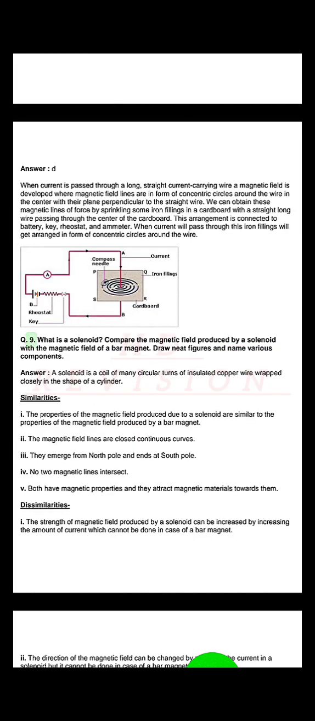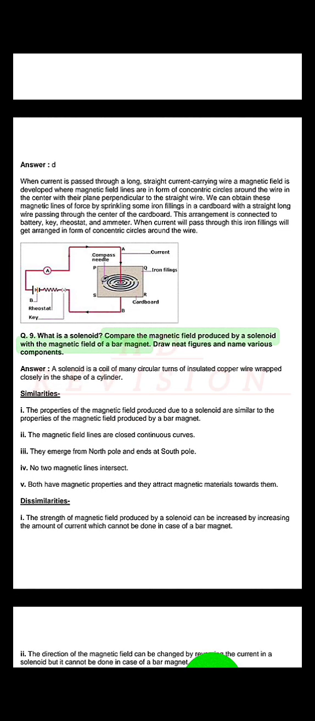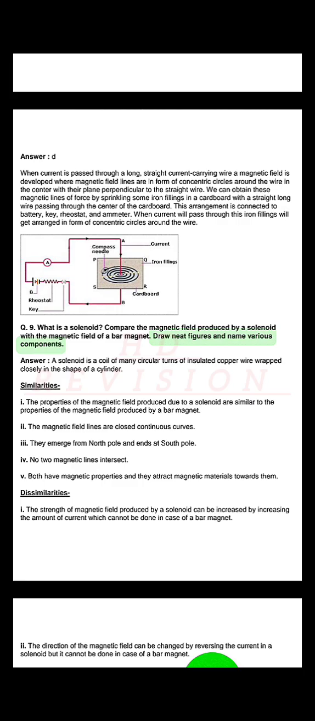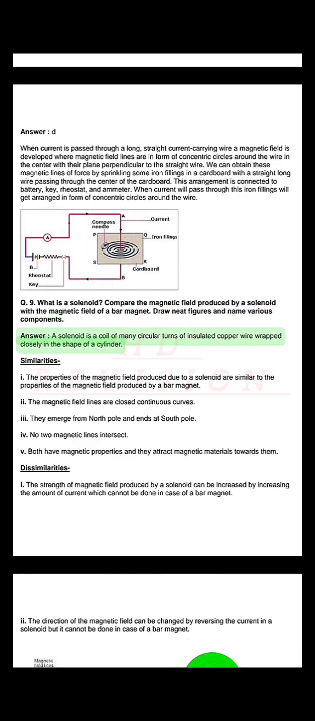Q. 9. What is a solenoid? Compare the magnetic field produced by a solenoid with the magnetic field of a bar magnet. Draw neat figures and name various components. Answer. A solenoid is a coil of many circular turns of insulated copper wire wrapped closely in the shape of a cylinder.